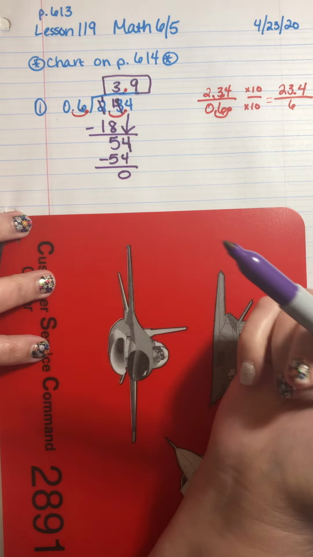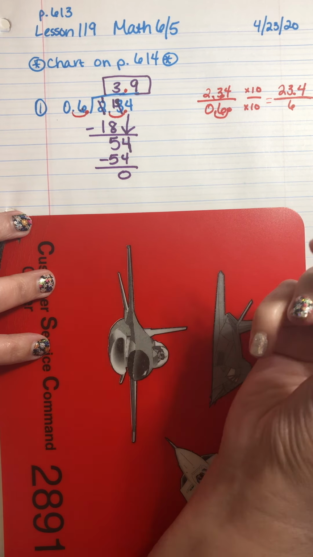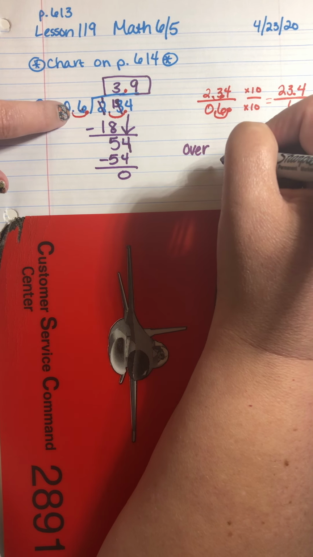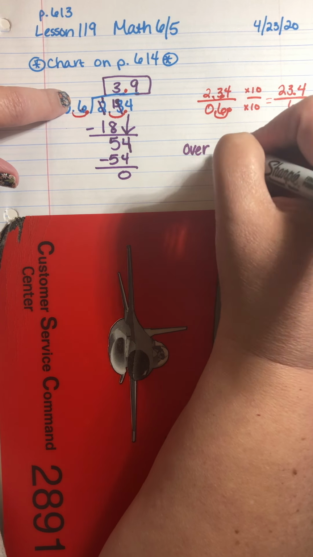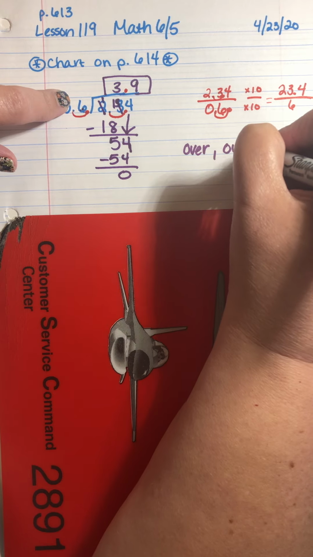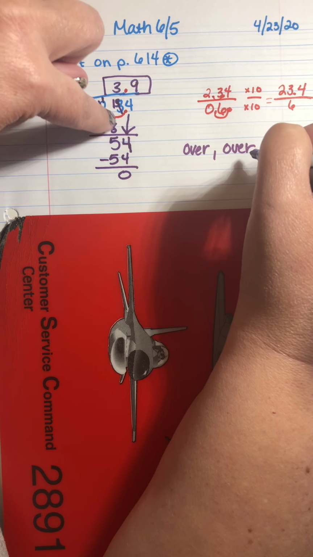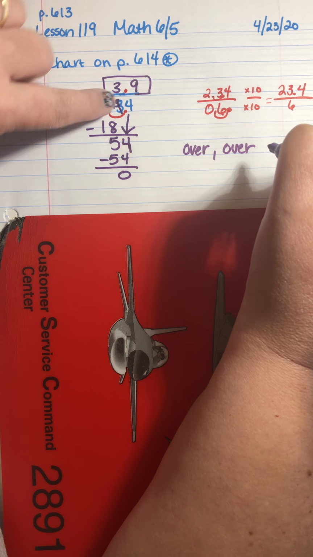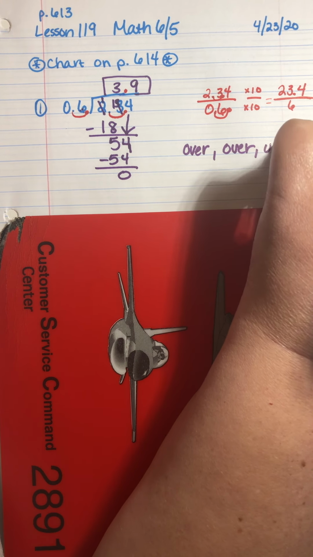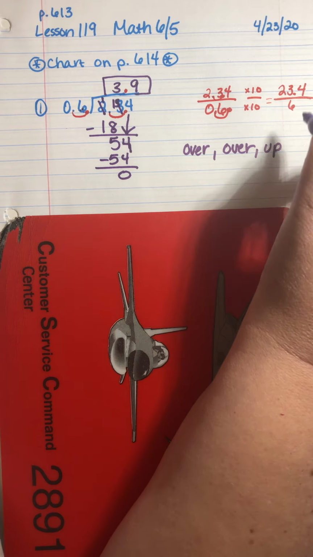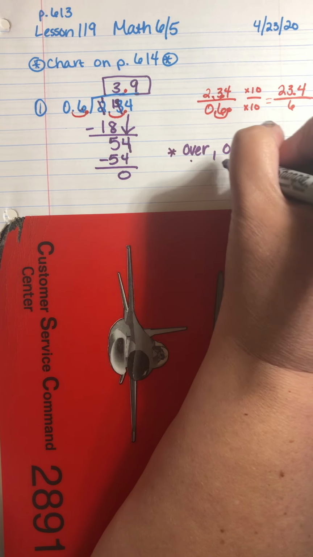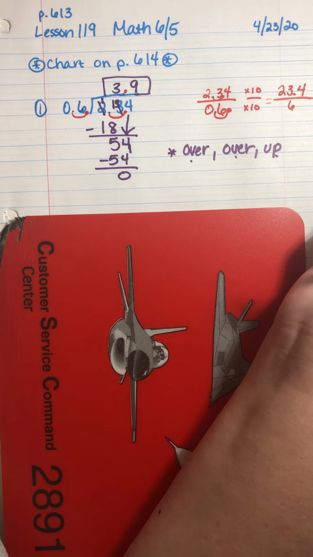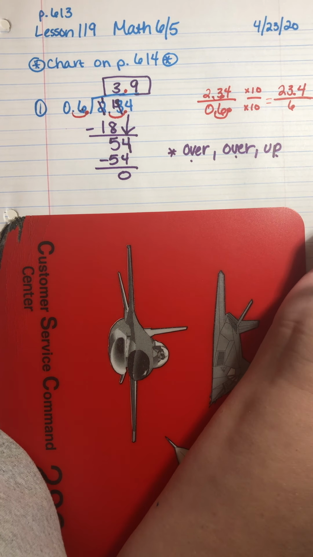is 3 9/10. So the first thing you do is move over the decimal in your divisor, and then you move over the decimal in your dividend the same amount, 1 space. This one went 1 space, that one goes 1 space, and then you bring it straight up. So that's where the term over, over, up comes from.